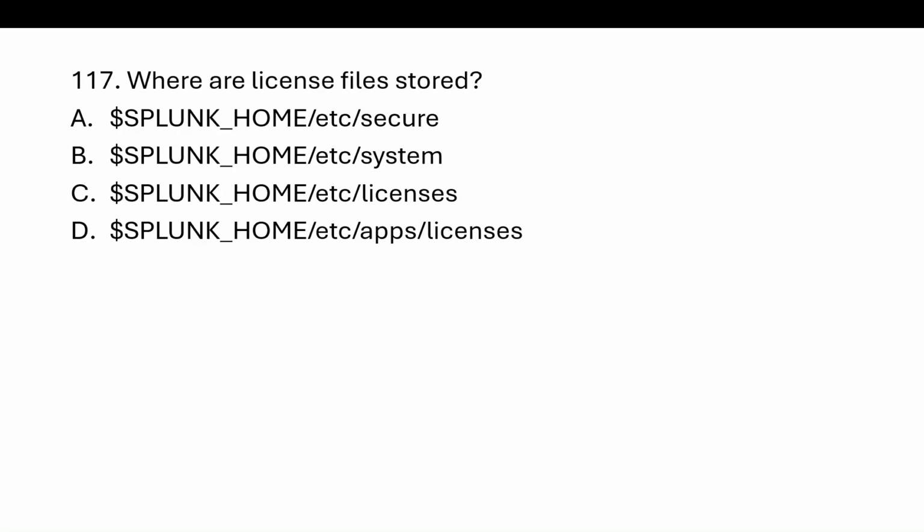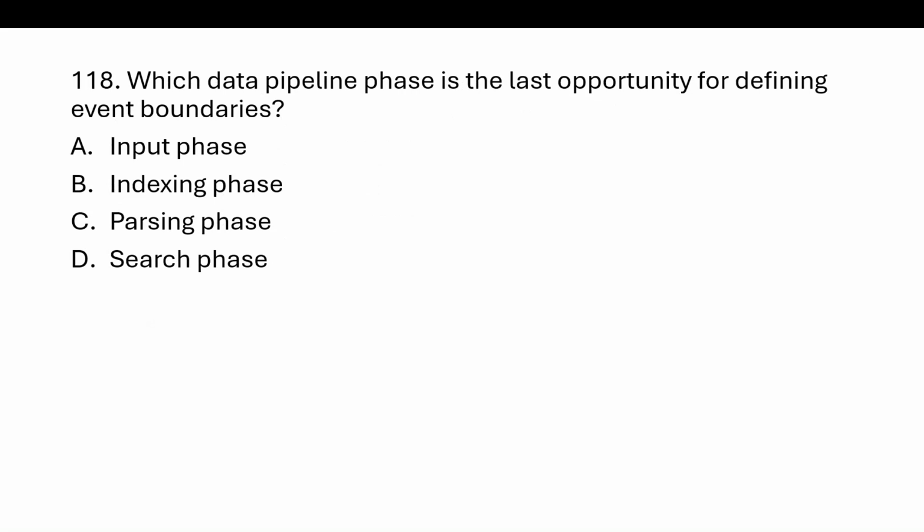Question number 117. Where are the license files stored? These are the possible options, and the answer is option C, SPLUNK_HOME/etc/licenses.